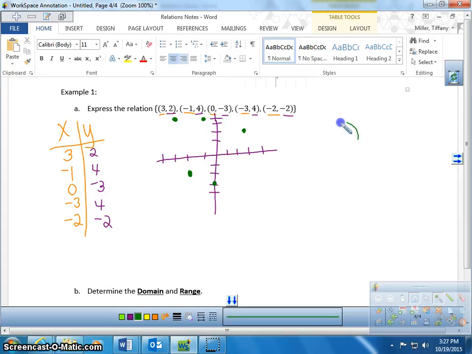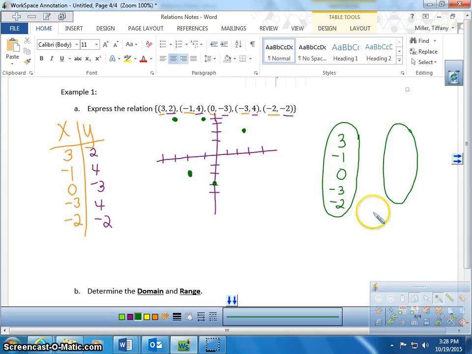And lastly, we're going to write our mapping. So we're going to draw an oval, we're going to draw another oval, and we're going to list our x's and our y's. In this case, if we have an x or a y that repeats, we do not want to repeat it in the oval. So my x's, we have 3, -1, 0, -3, and -2. My y's, I have 2, 4, -3, 4 again, but it repeats, so I'm not going to rewrite it in this oval. And lastly, -2.